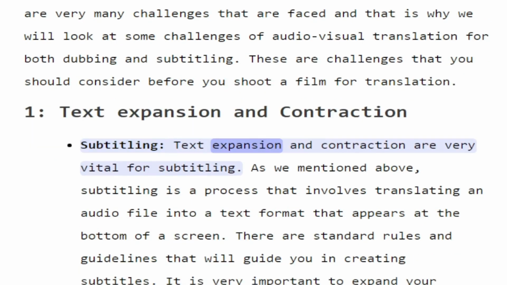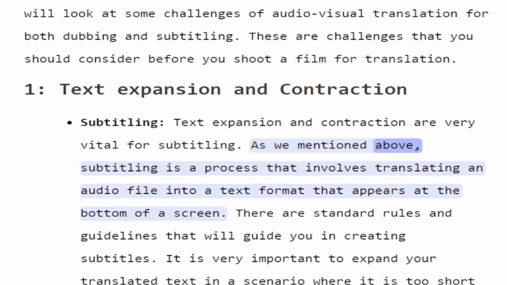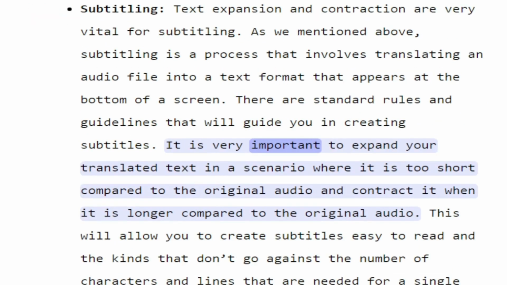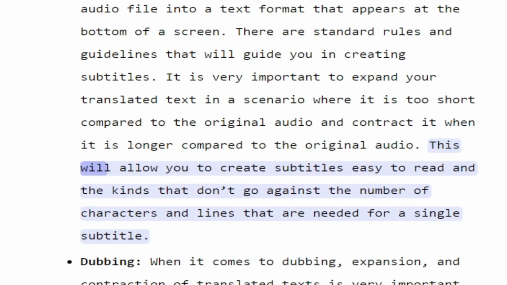Subtitling. Text expansion and contraction are very vital for subtitling. As we mentioned above, subtitling is a process that involves translating an audio file into a text format that appears at the bottom of a screen. There are standard rules and guidelines that will guide you in creating subtitles. It is very important to expand your translated text in a scenario where it is too short compared to the original audio, and contract it when it is longer compared to the original audio. This will allow you to create subtitles easy to read and the kinds that don't go against the number of characters and lines that are needed for a single subtitle.